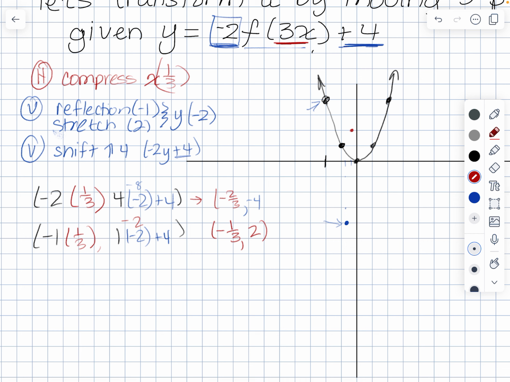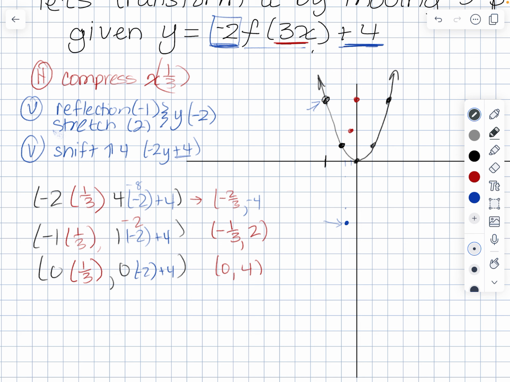That looks good. Now let's take the point 0, 0, which is our vertex here, and put it through the transformation. 0 times 1/3, and then 0 times -2 plus 4, and that's going to take us to 0, 4. So that gets us our point right here, 0, 4. That just means my vertex moved up to 0, 4.